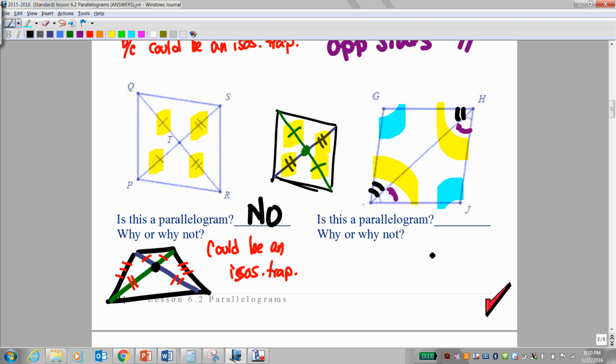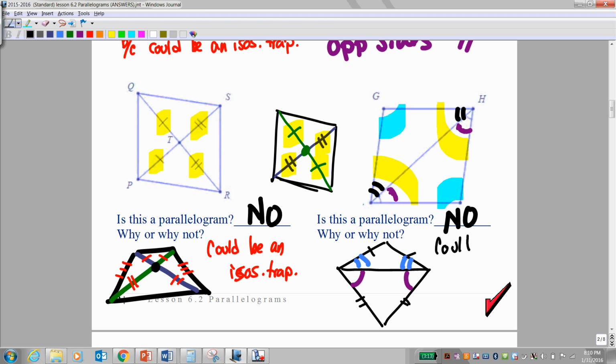It could be another shape. Let me draw it for you. This could be a kite. Watch carefully. So we see here, if you had a kite, these two angles would be equal to each other, and then these angles would be equal to each other, but it would not be a parallelogram. So this would be a no. Why? Because it could be a kite.